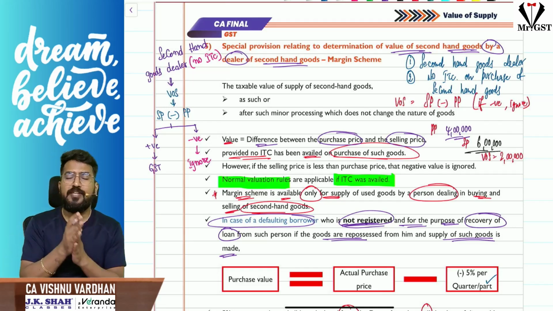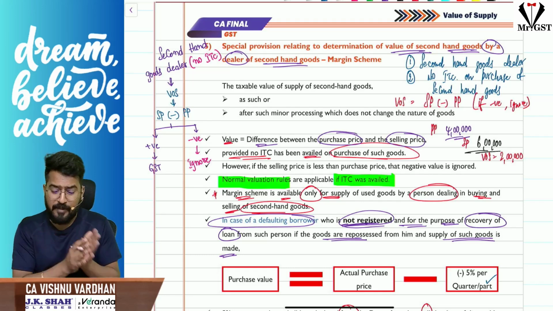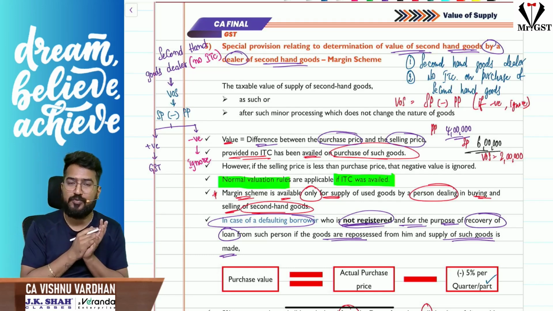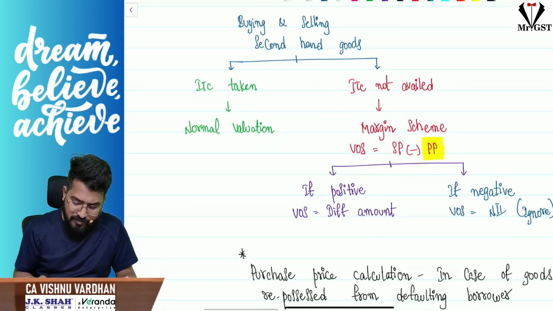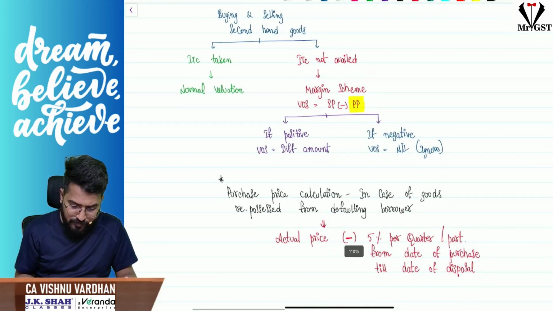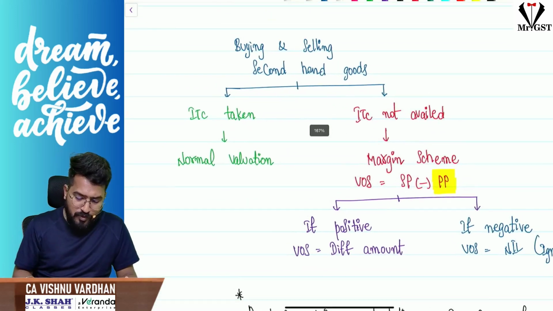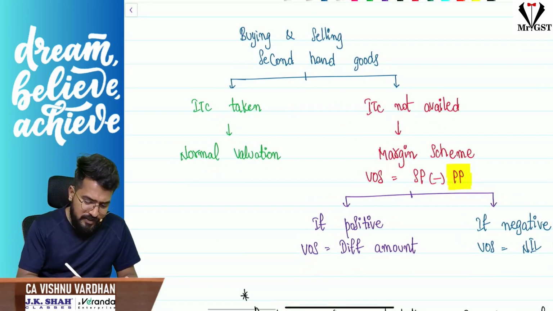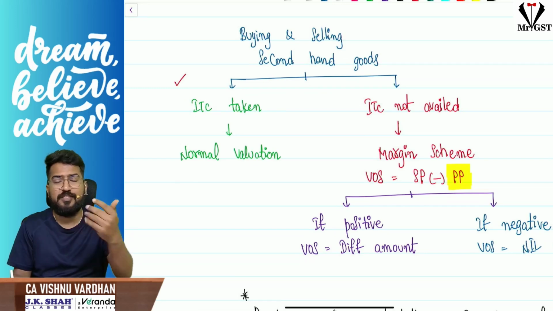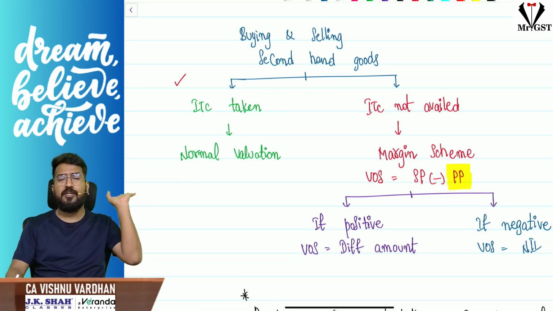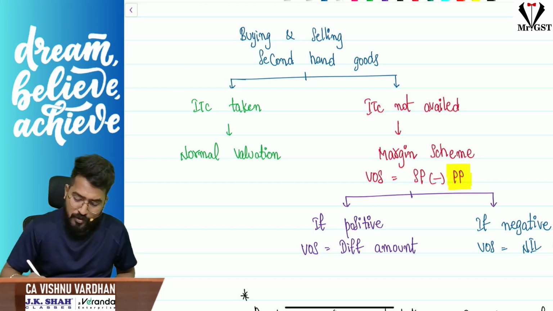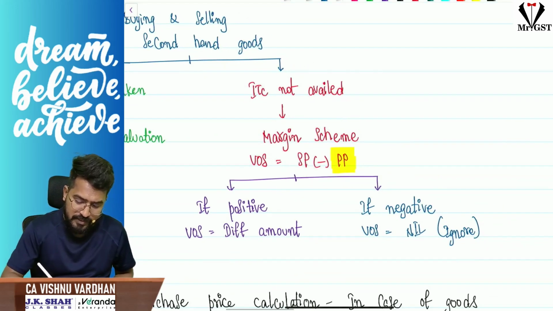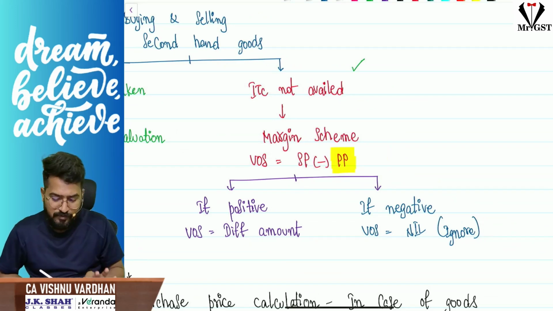Right. So the next one is with respect to the special provisions related to value of goods by a person who is buying and selling second-hand goods. Now see, when you are a dealer of second-hand goods, I will just make it simple here. So first of all, if you have taken ITC, normal valuation is applicable for you. You proceed, no problem. We are not talking about you. We are talking about people who have not availed ITC. In that case, the margin scheme will come into the picture.